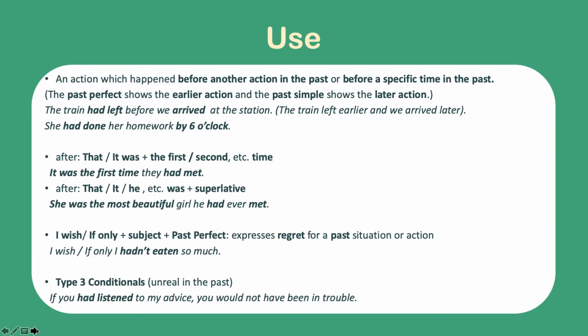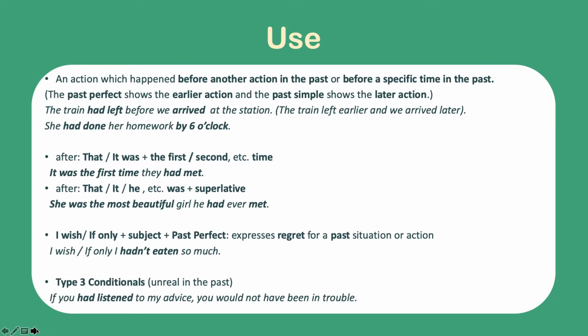Also, we use the past perfect after that was, it was, he was, etc., and the superlative form of the adjectives. For example, she was the most beautiful girl he had ever met. Again here, we use the past perfect as the past equivalent of the present perfect. So if we say, she is the most beautiful girl he has ever met, we refer to the present. But when we say she was the most beautiful girl he had ever met, we refer to the past.